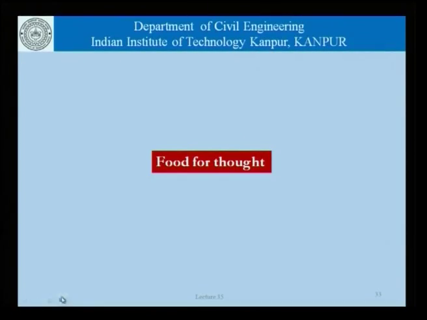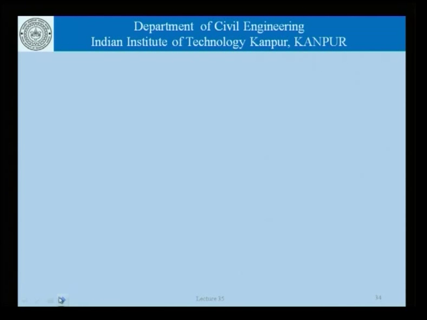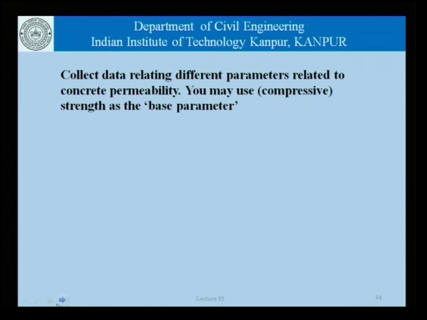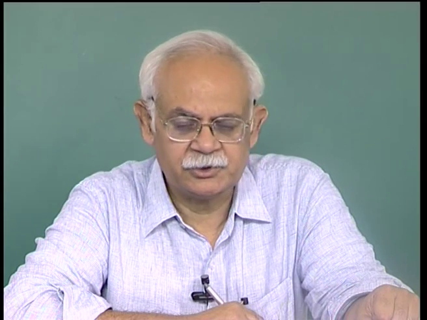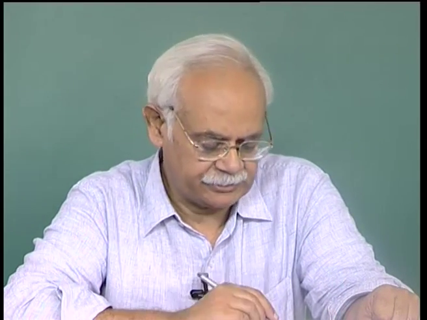Now, before we close, let us try to think of some questions that we want to take home. We could collect data relating to different parameters related to concrete permeability. We could use compressive strength as the base parameter. We could try to get sorptivity values as reported in the literature with different concretes. We could get RCPT values, we could get values from the T259 kind of tests and so on, and try to see how they are related with each other.